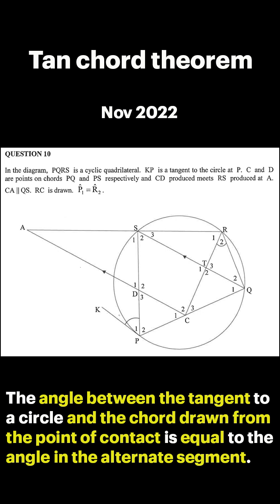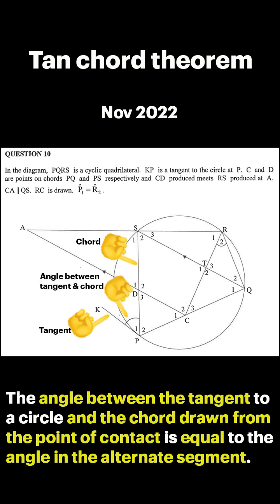In November 2022, we had another case, and again we need to identify the pieces that make up our chord theorem. First, we have the tangent, KP, followed by the chord, SP, and then we have the angle between the tangent and the chord. In this case, it is P1. And lastly, we have the angle in the alternate segment, that is Q1 in this case. Those are the building blocks of the chord theorem.